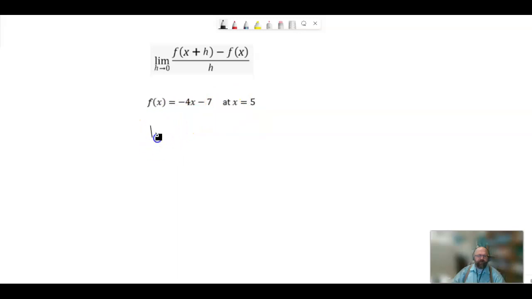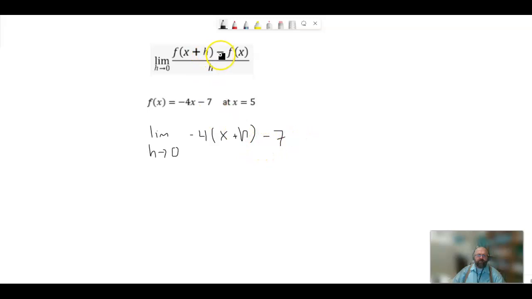So let's start off. We're just going to do the limit as h approaches 0. Now, this says we go to our function and we replace x with an x plus h. So I'm going to go over here to this first function and I'm going to do the -4, and then instead of x, I'm going to put x plus h, and then that's going to be -7.